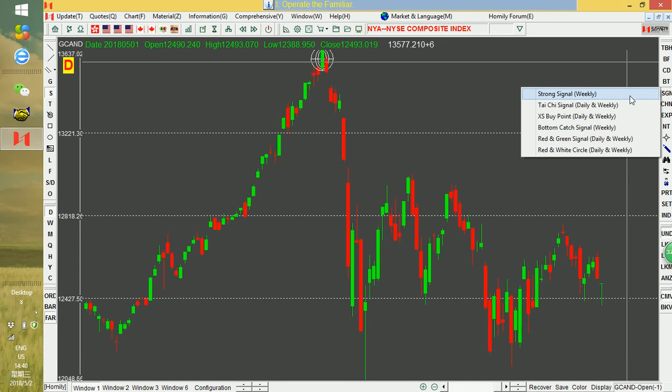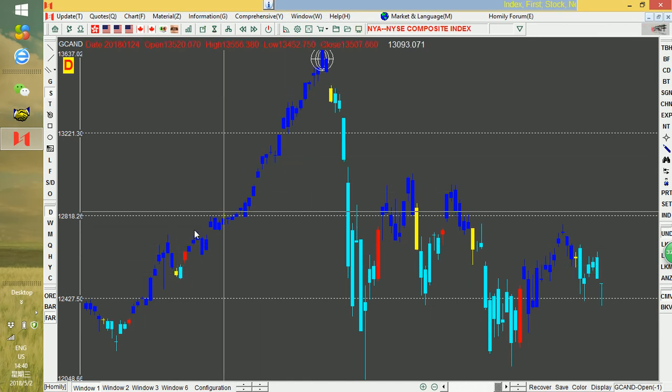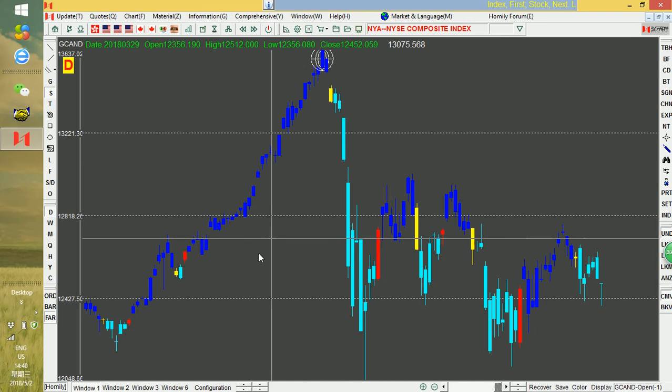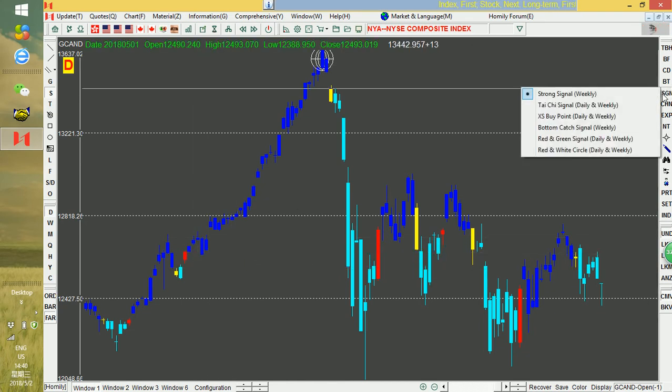And this one is signal. They have all kinds of signals which tell you this is a buy point and that is a sell point. For example, this is what we call a strong signal. All the signals here are made because of overbought and oversold. The philosophy of them is overbought and oversold.